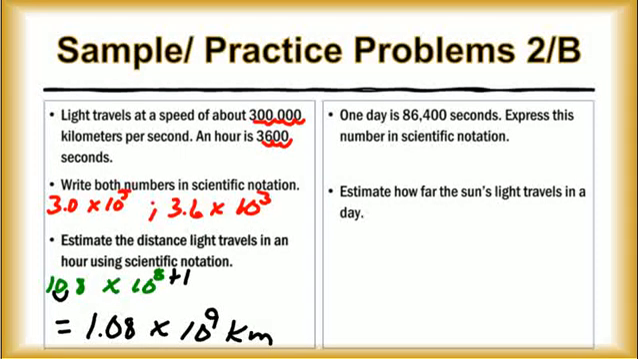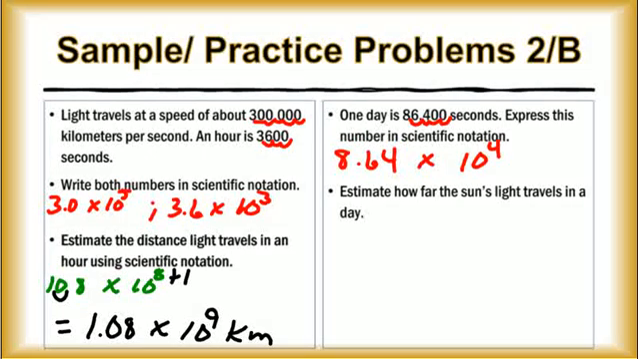And the next one on the right-hand side, 1 day is 86,400 seconds. Express this number in scientific notation. So 8.64. You could add the zeros at the end, you don't need to. Times 10, I moved it 1, 2, 3, 4 places. So it'd be 8.64 times 10 to the 4th.